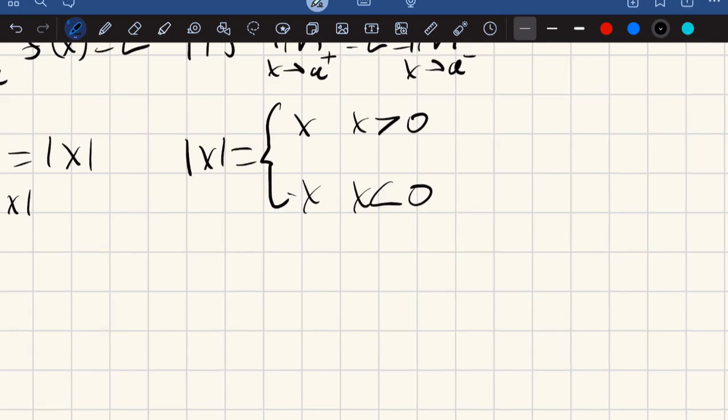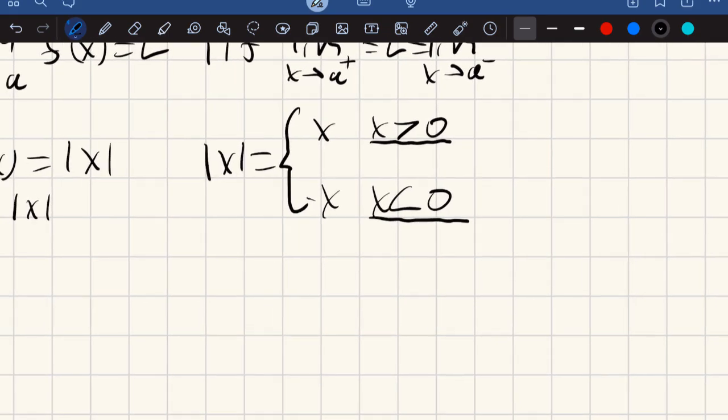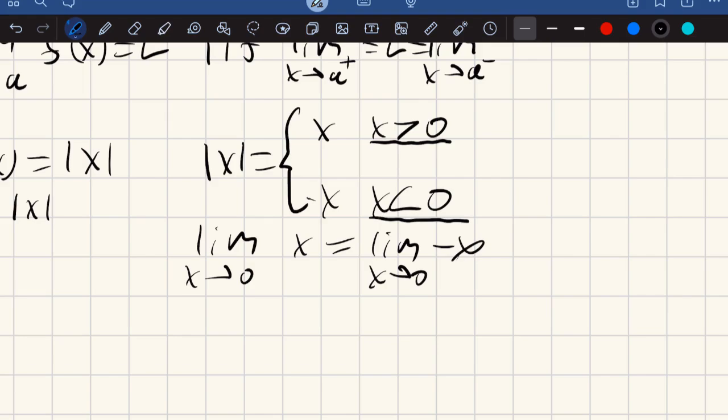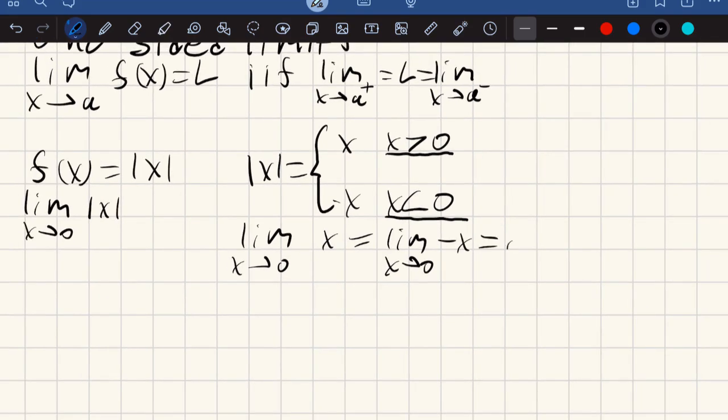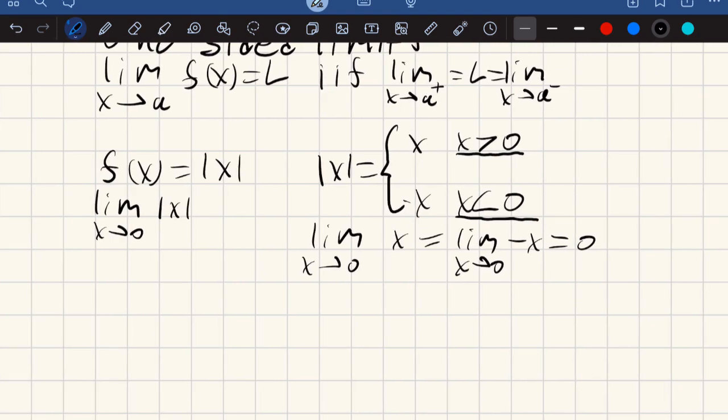Since this would be to the right and this would be to the left, we need the limit of x to be equal to the limit of negative x, and that would be equal to 0. So since the right and left both equal 0, this limit would be 0.